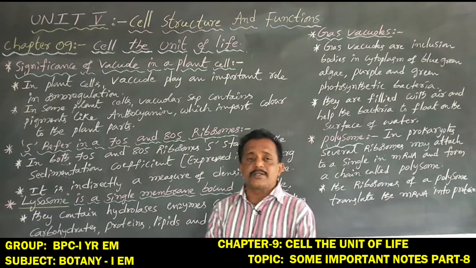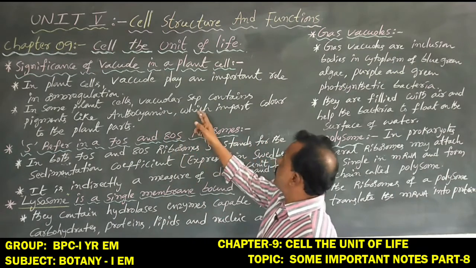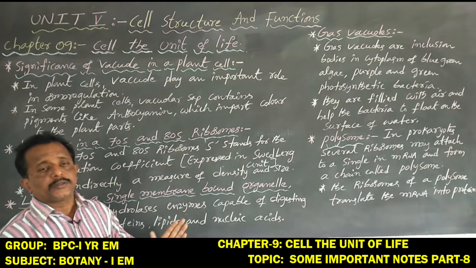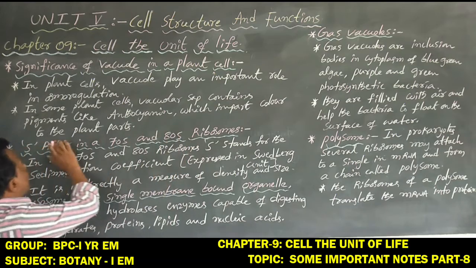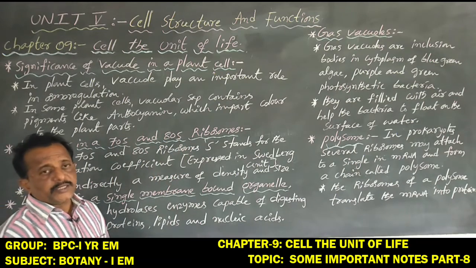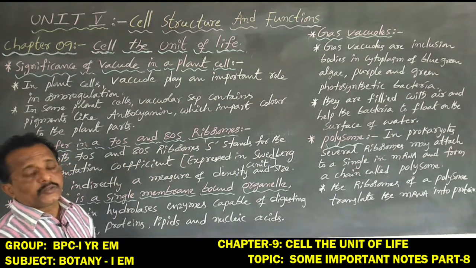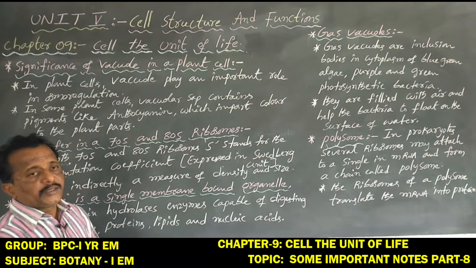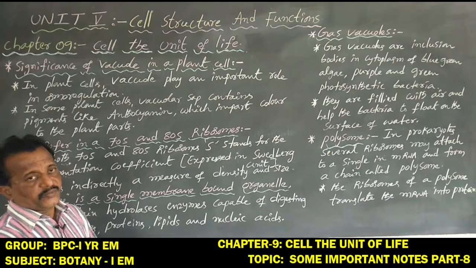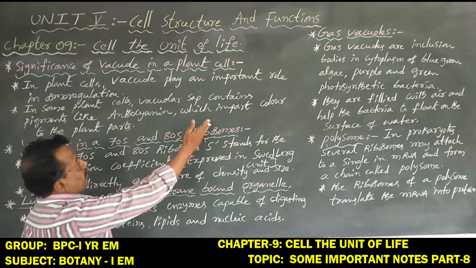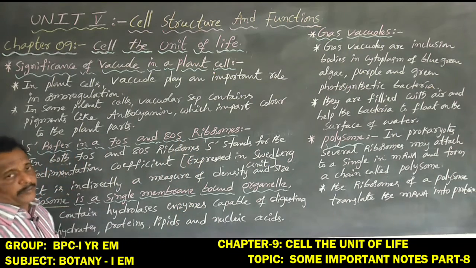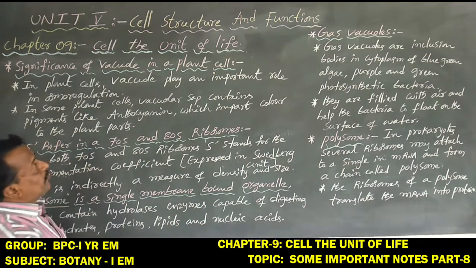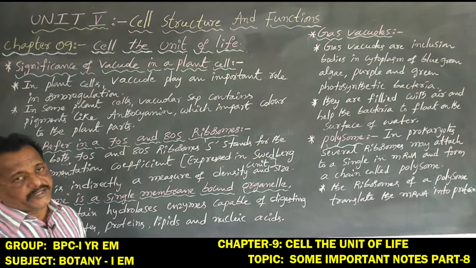So what is the importance of anthocyanin? It imparts color to the plant parts. That is the importance of anthocyanin. Anthocyanin is one of the colored pigments, giving color to the plant parts. That is the significance of vacuole in a plant cell.